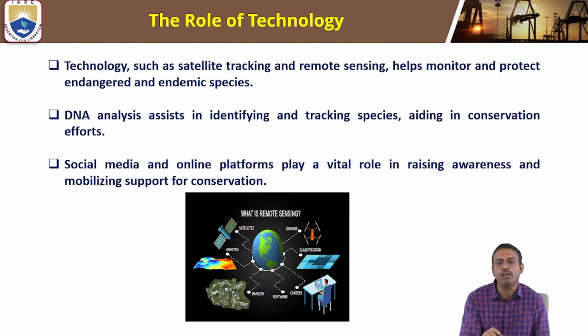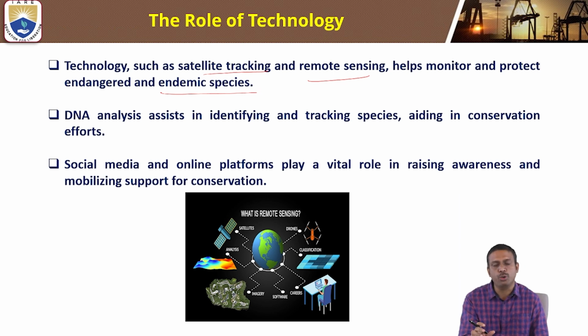What is the role of technology in protecting wildlife? Technologies such as satellite tracking and remote sensing help in monitoring and protecting endangered and endemic species. Satellite tracking plays a crucial role. DNA analysis assists in identifying and tracking the species, aiding in conservation efforts.